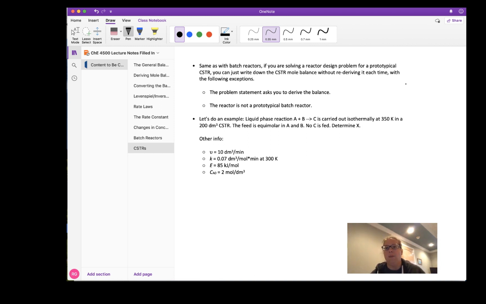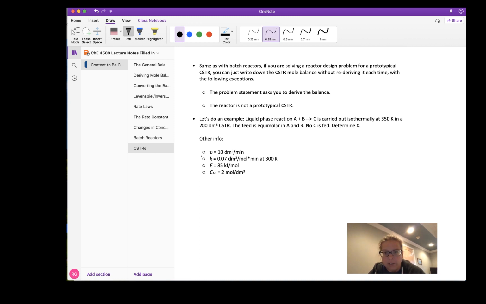But for the prototypical CSTR, it's fine just to write down the form of the balance that you intend to use. Just like with a batch reactor, there are two exceptions. Number one, if we ask you to derive the balance, then derive it. The other case is if the reactor is not a prototypical CSTR, and this should say CSTR. In that case, the balance for the prototypical CSTR is not valid, so you'd have to derive the balance for the type of reactor that you have. But if you have a prototypical CSTR, you may feel free just to write down the correct form of the balance.